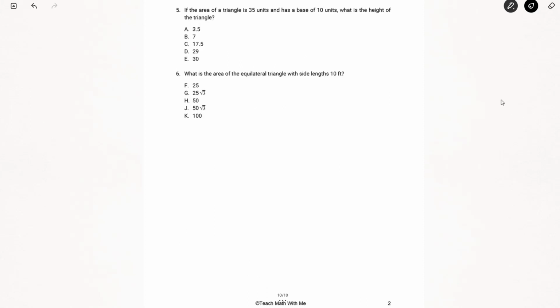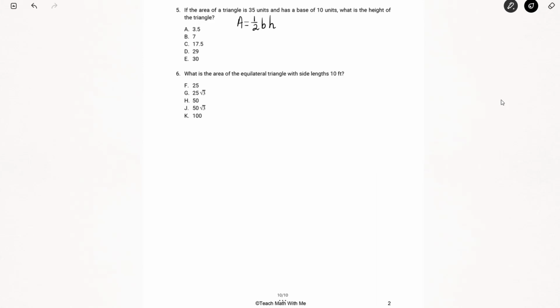All right, let's look at the next page of these questions. We'll start with number 5. If the area of a triangle is 35 units and has a base of 10 units, what is the height of the triangle? So we're solving for one of the pieces of the triangle. We remind ourselves that the area of a triangle is 1/2 base times height. We can plug in what we know.